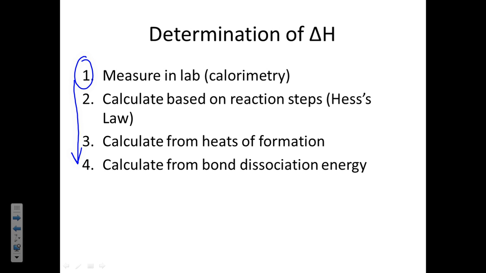And so if you can't measure it in the lab using calorimetry, then you can calculate using Hess's law. If that won't work, then you can calculate from heats of formation, and if that doesn't work, then you can use bond dissociation energy. The two that we're going to talk about in this video are 1 and 2. So we're going to measure it in the lab using calorimetry and calculate using Hess's law.